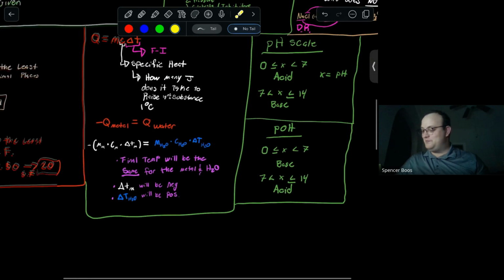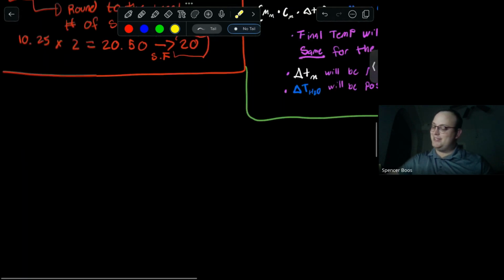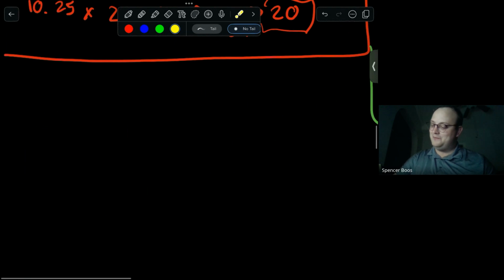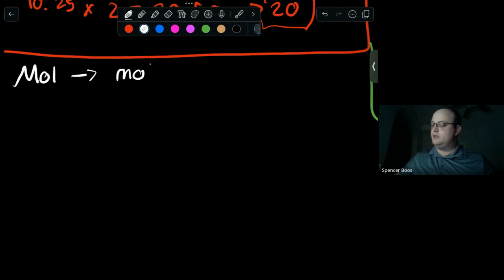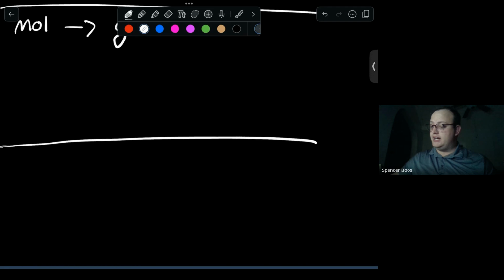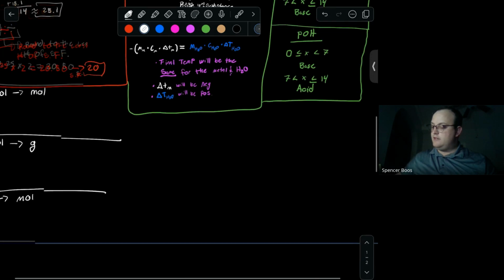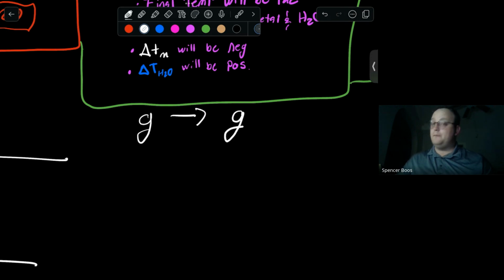Next question: Can we go over stoich and the different types of chemical equations? Three main ones exist. You've got mole to mole, mole to gram. I should say there's four that exist. You've got gram to mole, and finally, you've got gram to gram.